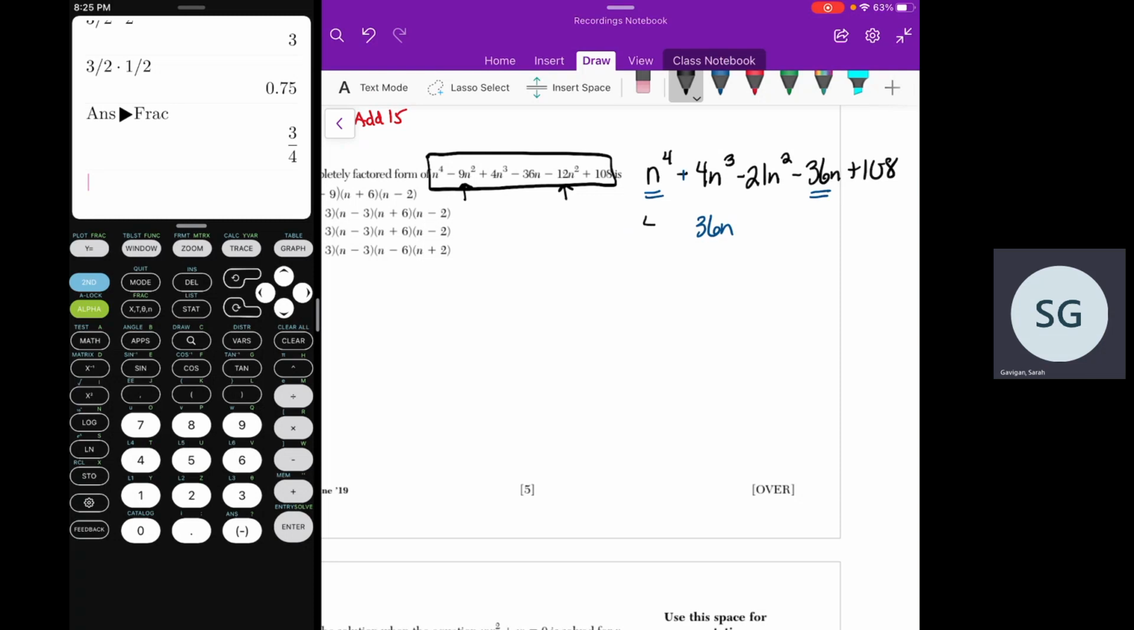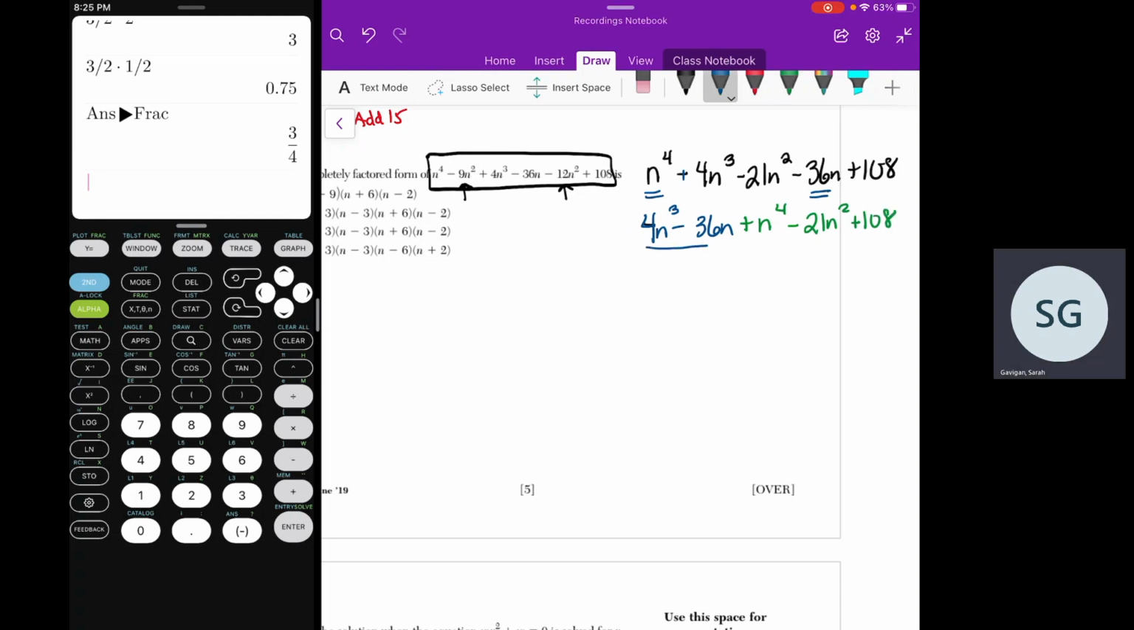I'm going to put this 4n to the 3rd first, and it was a minus 36n. Then I'm going to write the rest of it, but I'm going to make sure to put it in the right order. So n to the 4th minus 21n squared plus 108.